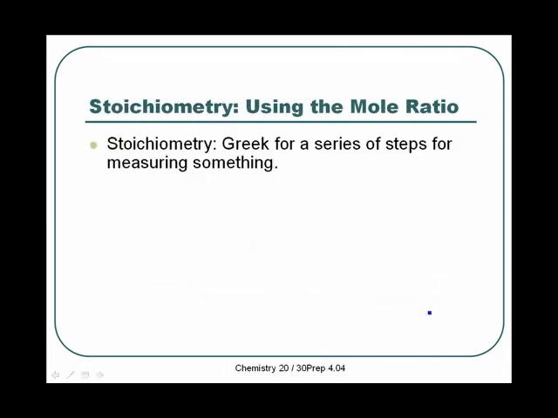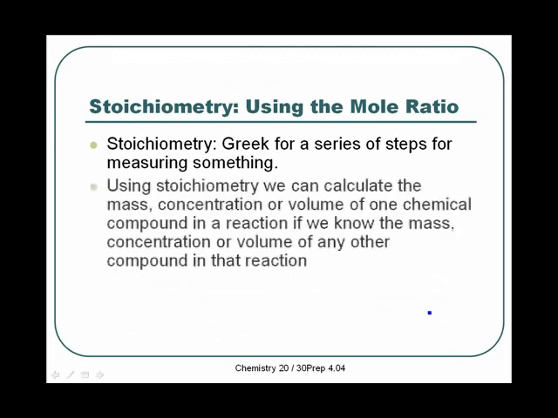And so stoichiometry is Greek. It's a set of steps for measuring something. And so that's the definition of stoichiometry. It's used in chemistry, and with stoichiometry we can calculate the mass, concentration, or volume of any chemical compound in a reaction if we know the mass, concentration, or volume of any other compound in that reaction.